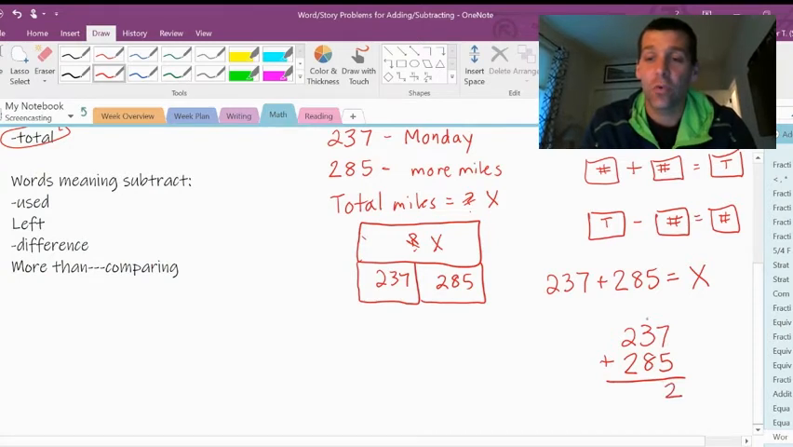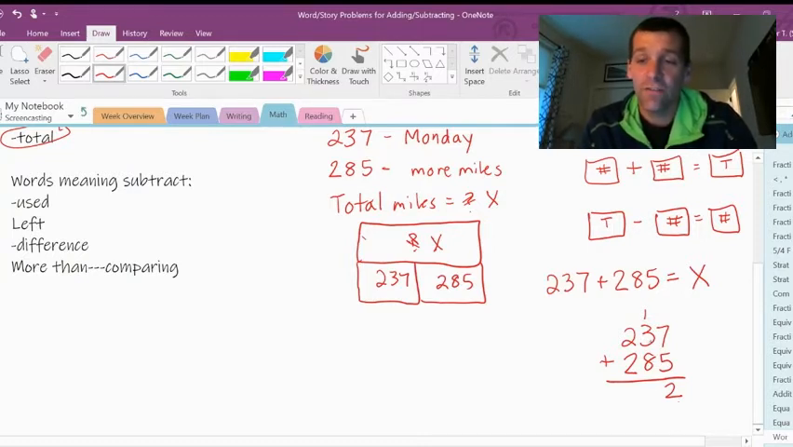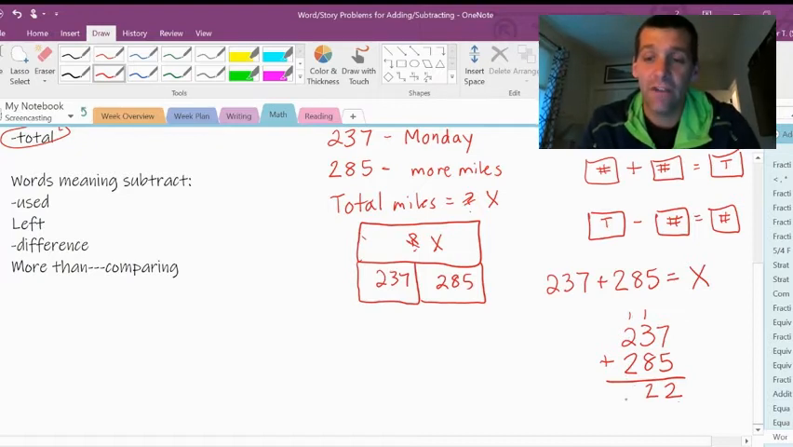I know that that is equal to 12. My 2 in the ones column, and I add my extra 10 into my tens. 3 plus 1 is 4. 4 plus 8 again is 12. 2 in the tens column, 1 on top of my tens. 2 and 2 is 4, 1 more equals 5. So I have 522 total, and I want to get my label on here, miles.